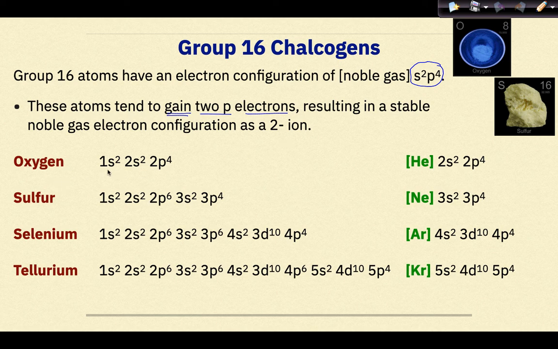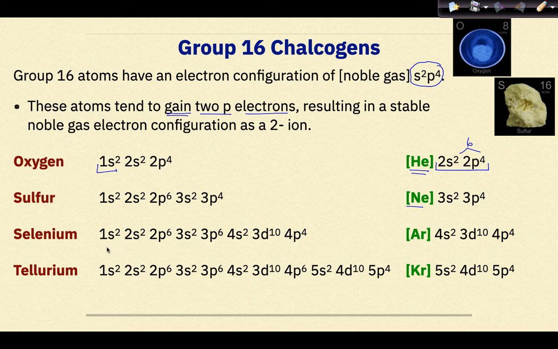So for oxygen, 1s2, 2s2, 2p4. This 1s2, of course, is represented by helium, with oxygen's 6 valence electrons being represented by the 2s2, 2p4 for a total of 6 valence electrons. Sulfur, 1s2, 2s2, 2p6, 3s2, 3p4, where the noble gas core is represented by the electron configuration of neon. The 3s2, 3p4 represents the valence electrons of sulfur.